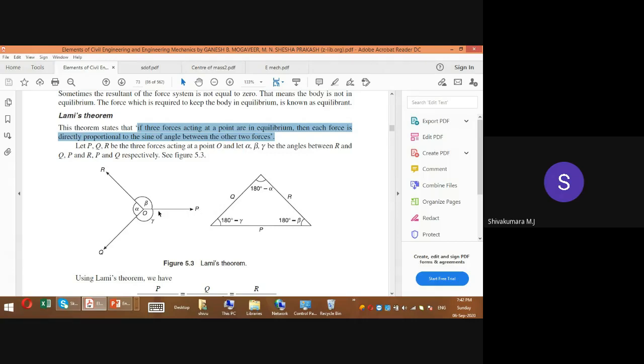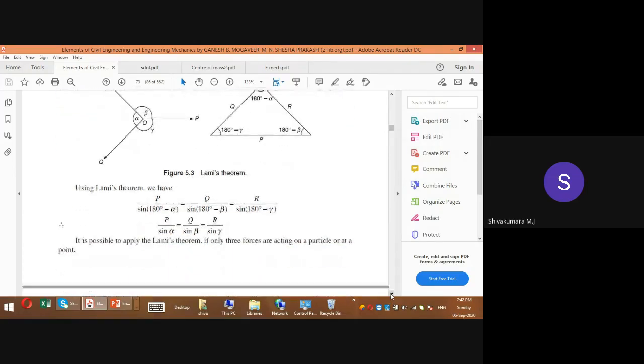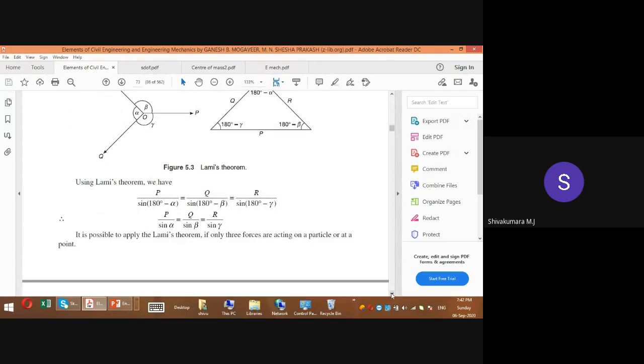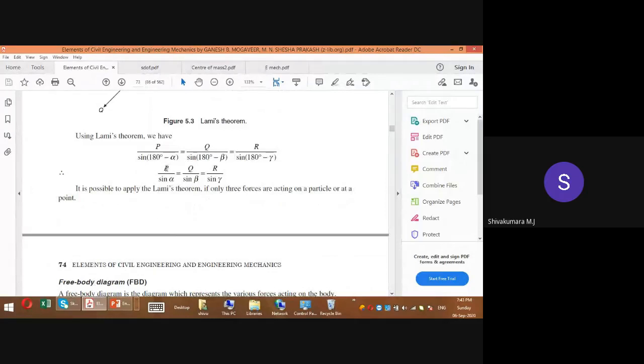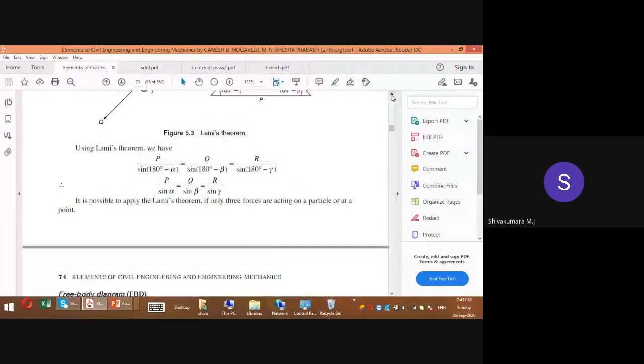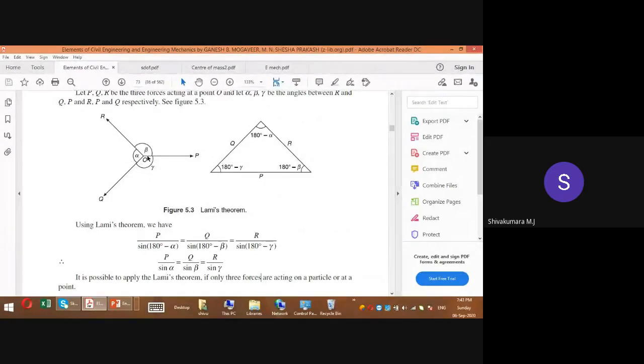That means P divided by sine alpha. The ratio of the magnitude of one single force to the sine of the angle between the other two forces. So P divided by sine alpha is proportional to Q divided by sine beta, which is proportional to R divided by sine gamma. It is a very powerful tool or formula which simplifies many difficult steps in solving problems. P by sine alpha equal to Q by sine beta equal to R by sine gamma. All of you remember this formula with the sketch. So this is Lami's theorem.